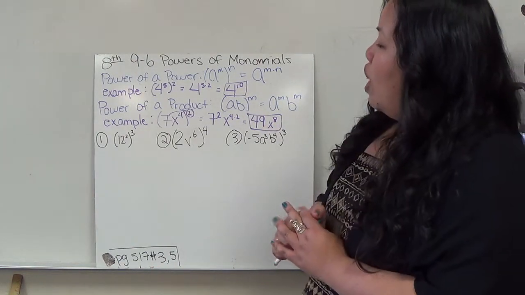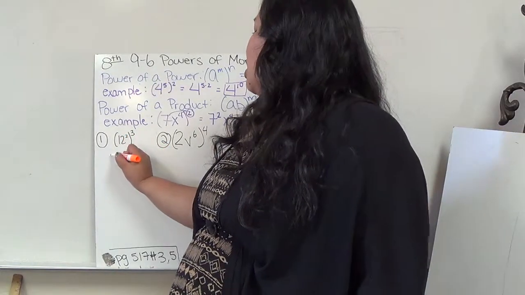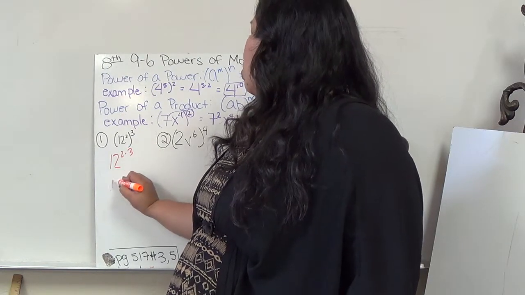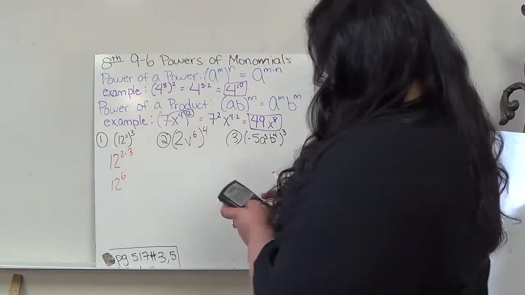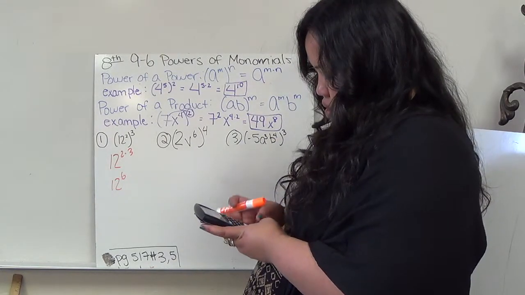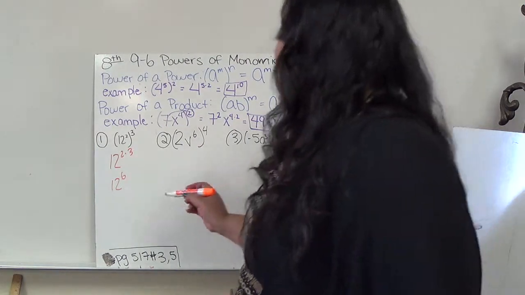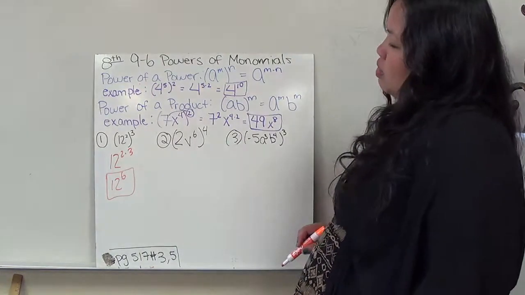Let's try these problems. This is 12 to the power of 2 to the power of 3. This is the same thing as 12 to the power of 2 times 3, which is 12 to the power of 6. If you get out a calculator, 12 to the power of 6 is a really big number. I think they want you to leave it here, because I'm not going to write that number. 12 to the power of 6.